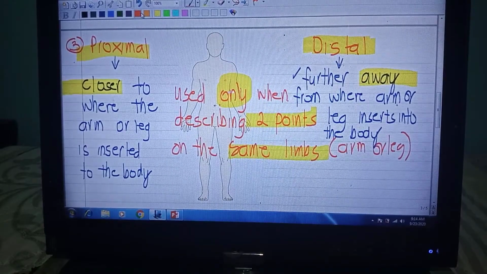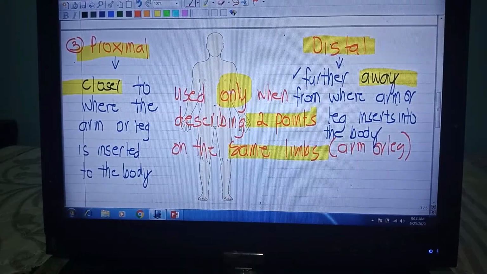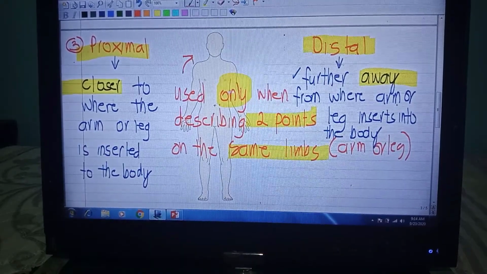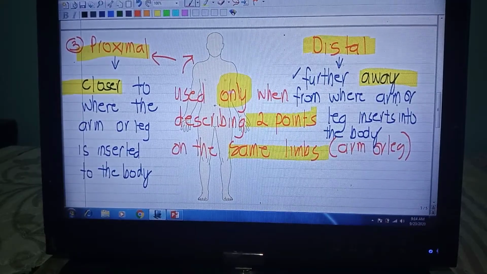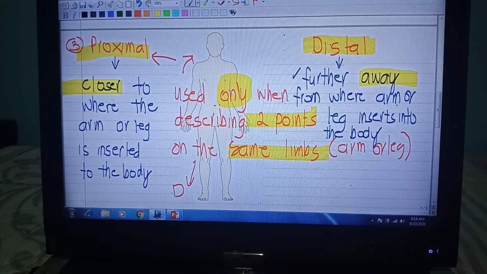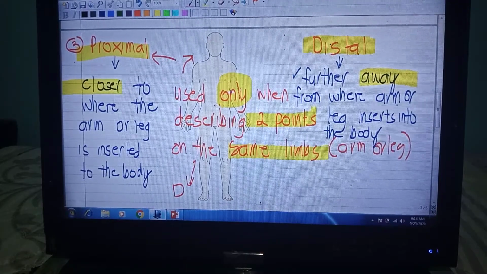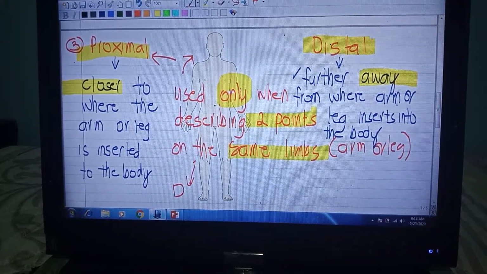O, parang ganito yan. Pag sinabi nating proximal, closer to where an arm or leg inserts to the body. So, proximal. That's your proximal. Distal. Away from the body. So, ginagamit po ito when you're describing 2 points on the same limb. Lalo na sa may part ng axial body, which includes your head, your neck, your trunk, or your appendicular, which is specifically your limbs.